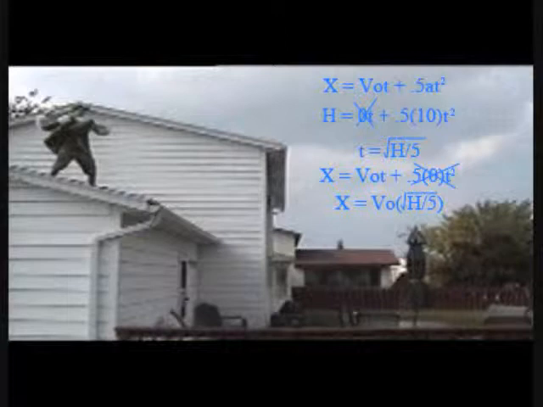Now we will use the horizontal components to solve for x. We plug in x for x, VO for VO, and 0 for acceleration. Notice here that plugging in 0 for acceleration causes the right term to cancel, leaving us with only the left term. Now plugging in t from our vertical component, we find that the distance the cat travels equals VO times the square root of h over 5.